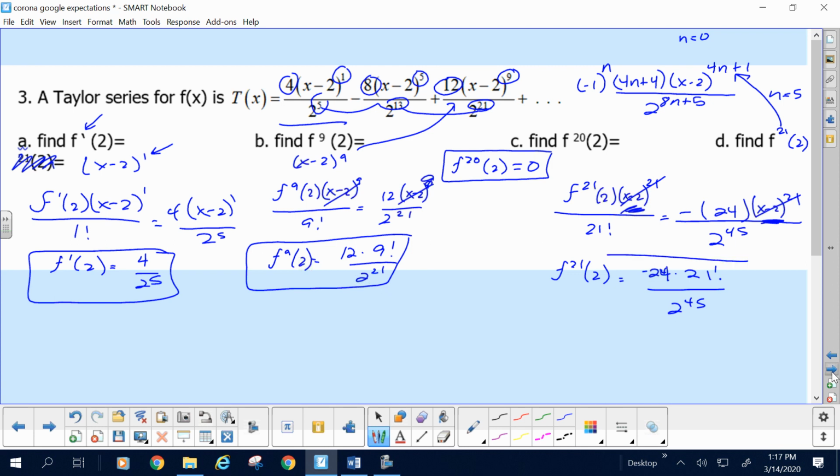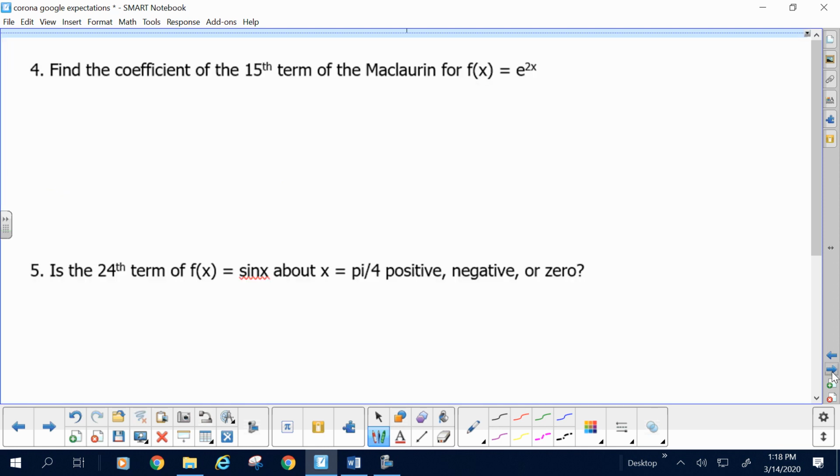That is not something I'm going to do by hand, so I guess I'll just leave it like that. That's pretty gross. All right. With practice, those get better and better. It's just a process you have to get to know.